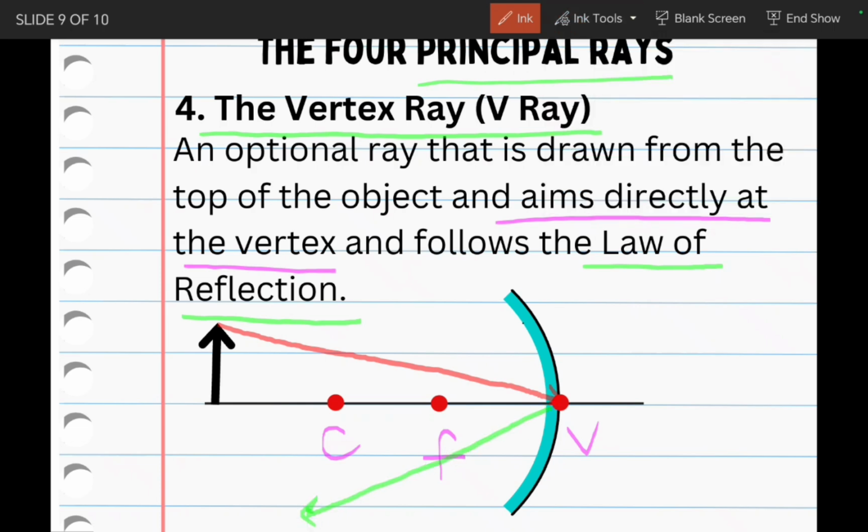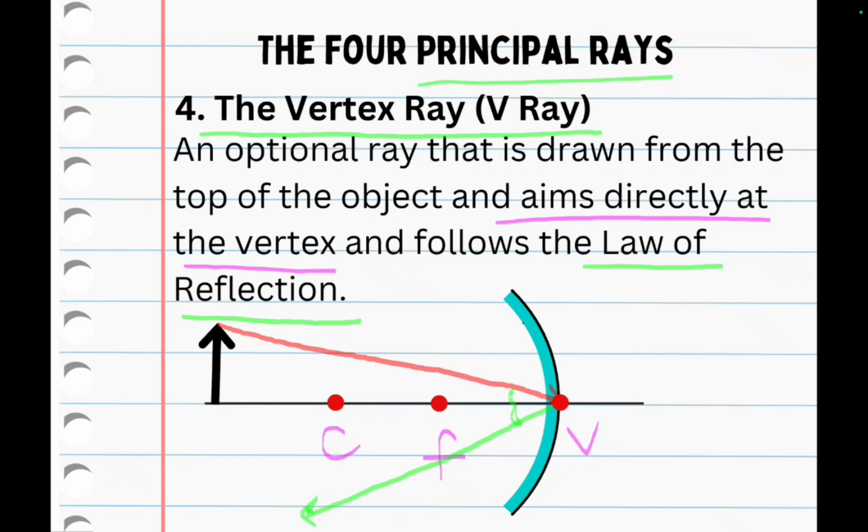Oh, okay. So I guess it's okay now. So it follows the law of reflection because again the angle of incidence over here is equal to the angle of reflection. So there you go, class. Those are the four principal rays.